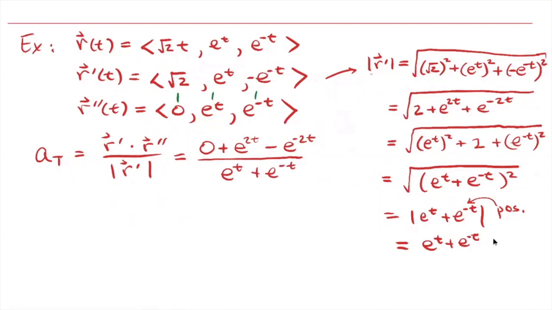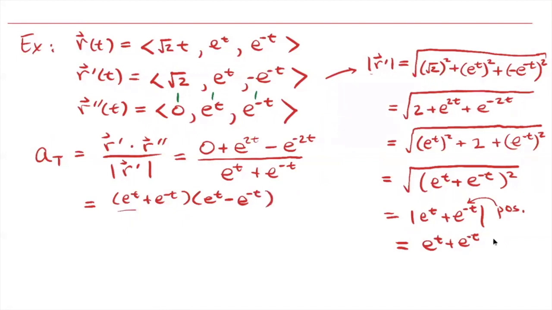I don't know if you see it, but this should be simplified because it can be simplified. The numerator is the difference of 2 squares. See, the numerator is e to the t squared minus e to the negative t squared. So when you factor it, it's e to the t plus e to the negative t times e to the t minus e to the negative t. So that's just a difference of squares.